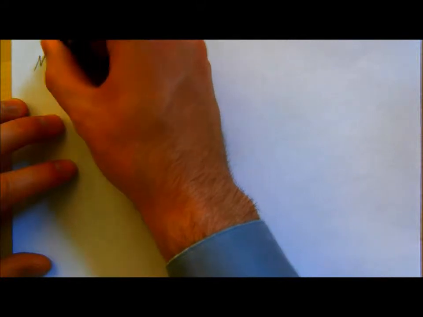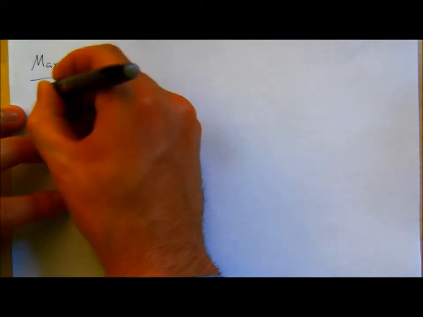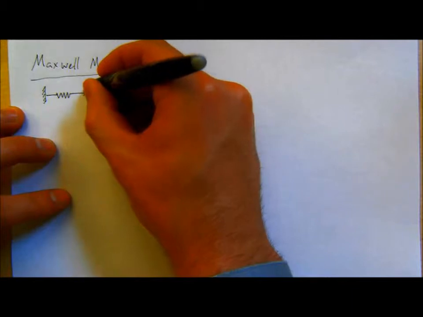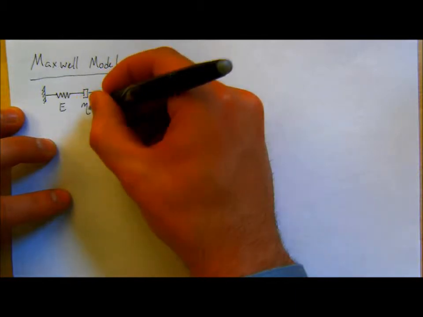The first model for this, so this again was started a long time ago, the first one of these models that we'll look at is the Maxwell model. Okay, so for this one, I'm going to take a spring and a dashpot in series. This is logically one of the simplest ways that I can do this. So I have a spring and a dashpot here. Spring has some constant E, dashpot has some constant eta, and I'm looking for the stress and strain.